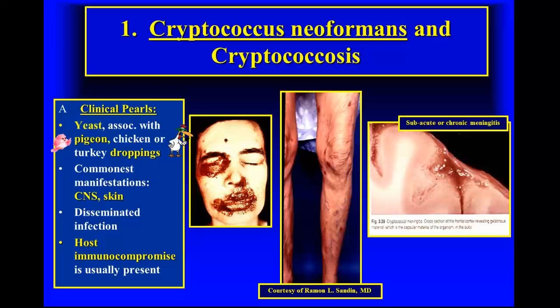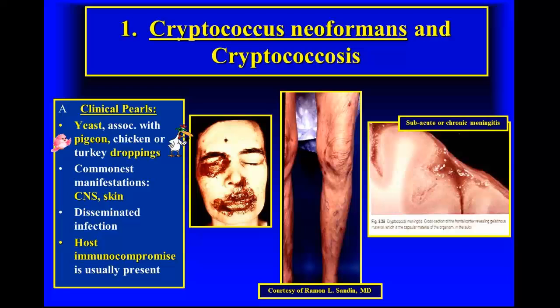Cryptococcosis is caused by a yeast associated with pigeon droppings, chicken or turkey droppings. And it loves to disseminate very quickly. Remember, all of these patients are going to be debilitated. And when it does, it loves to go to CNS and skin. This lady had a double whammy. She was a brittle diabetic with terminal lymphoma. And these were ugly skin lesions by crypto.